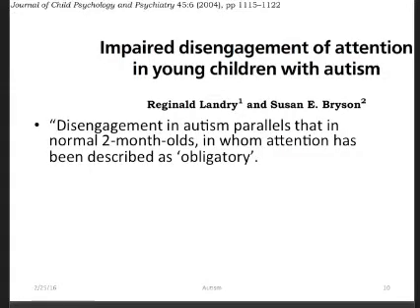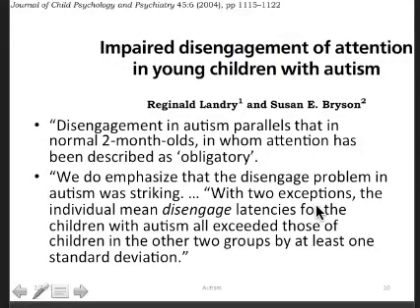It says disengagement of attention in autism parallels that in normal 2-month-olds, in whom attention has been described as obligatory. The disengage problem in autism was striking, with 2 exceptions. The individual mean disengage latencies for children with autism all exceeded those of children in the other 2 groups, children with Down syndrome and typically developing children, by at least 1 standard deviation.